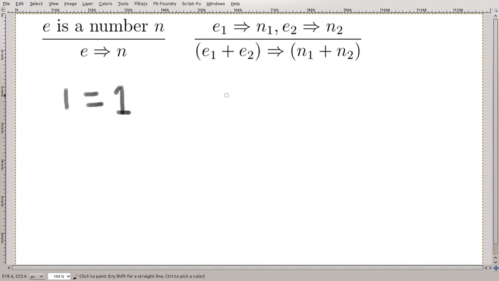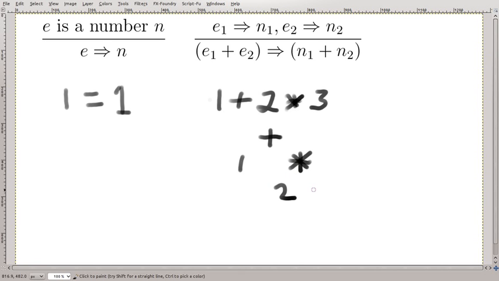So let's look at 1 plus 2 times 3. Okay? So first we need the abstract syntax tree of this expression. The abstract syntax tree for this expression is going to be plus is the root, 1 is its left child, multiply is its right child. Multiply has two children, 2 and 3.